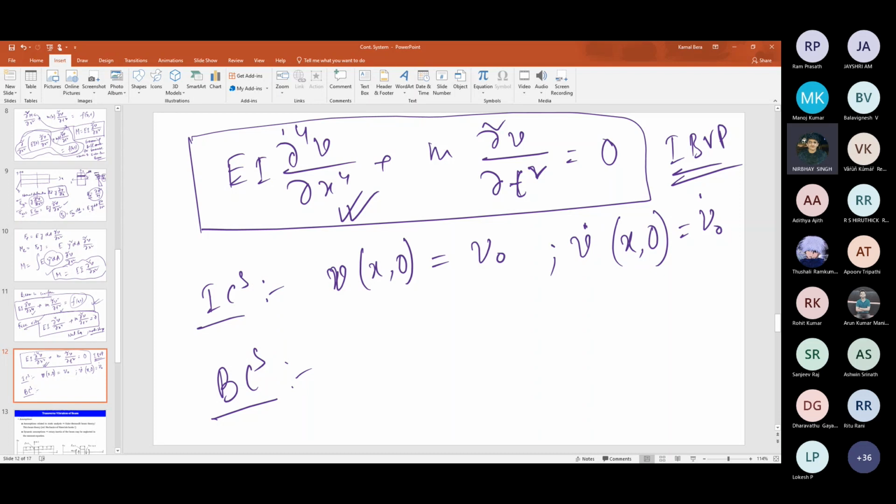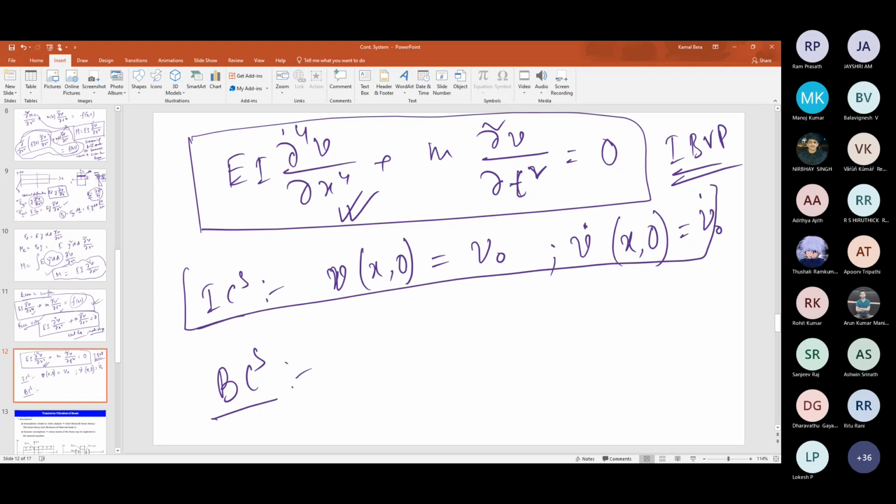How many boundary conditions? Displacement at the end should be 0. I didn't ask what the displacement is for, I asked you how many. Just tell me the number. Four. One, two, sir. Two. Again, tell me. Four.